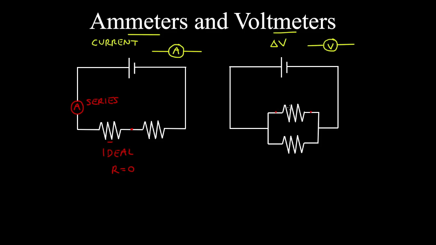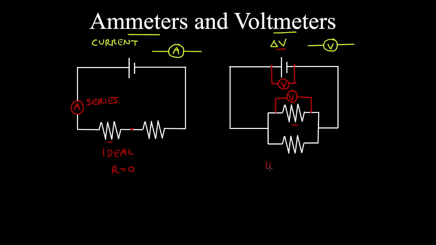So voltmeters must be connected in parallel with the element across which the potential difference is being measured, such as this resistor in this case. So if we want to measure the potential difference across the terminals of the battery, then you put the voltmeter in parallel with the battery.